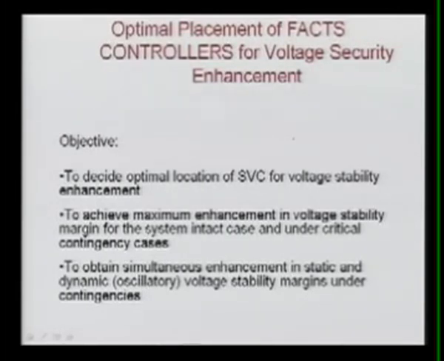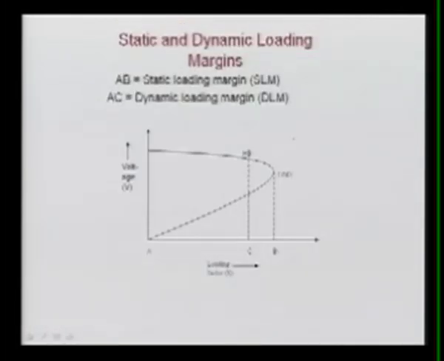Then to obtain simultaneous enhancement in static and dynamic margins. Dynamic stability is nothing but the oscillatory voltage stability margin under the contingency cases. Here you can see the saddle node bifurcation, and if your system is loaded at this point, you are operating here at A, then AB is your static loading margin, this is P and this is your voltage, and AC is your dynamic loading margin.